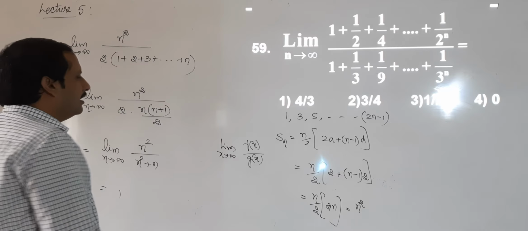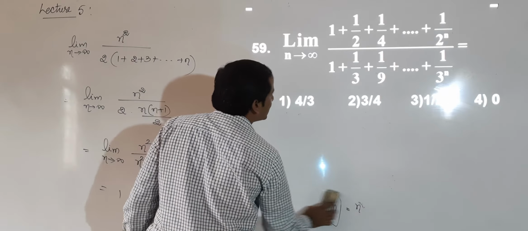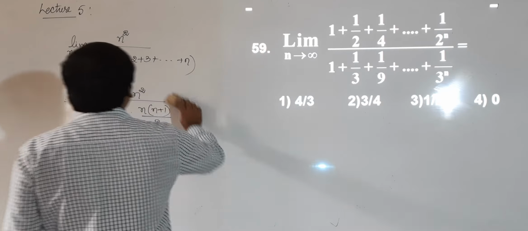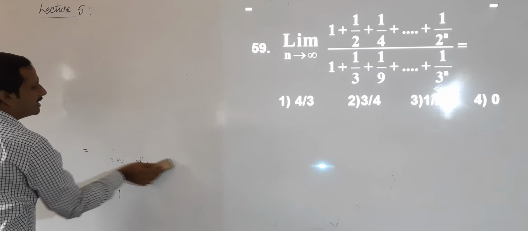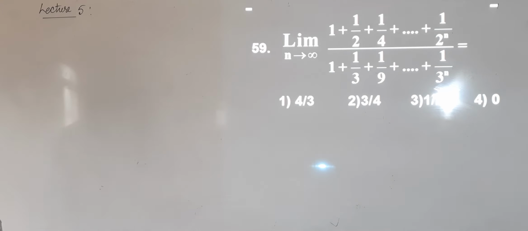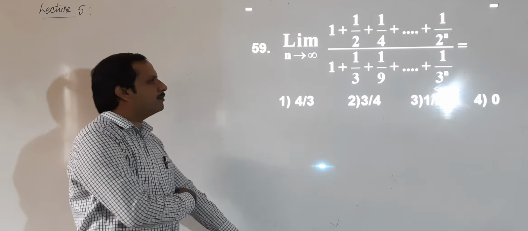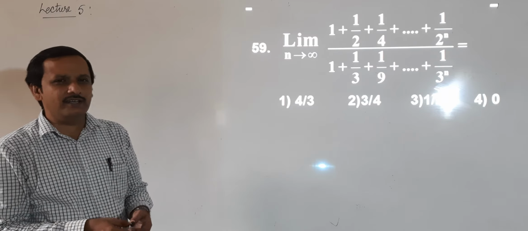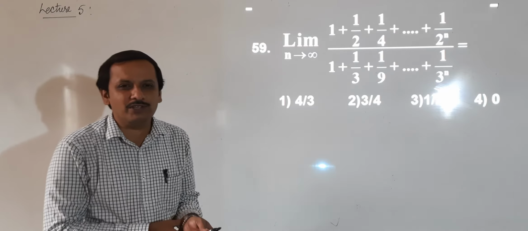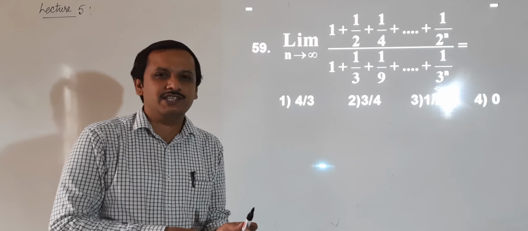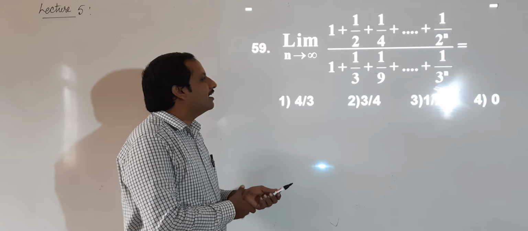59th question. Limit n tends to infinity, (1 plus 1 by 2 plus 1 by 4 etc. up to 1 by 2 power n) divided by (1 plus 1 by 3 plus 1 by 9 etc. till 1 by 3 power n). See, in the previous problem we saw that both the numerator and denominator were in AP, and therefore in this problem both the numerator and denominator are in GP. So you can expect what happens in the next one. Okay, so anyway, don't worry about that.